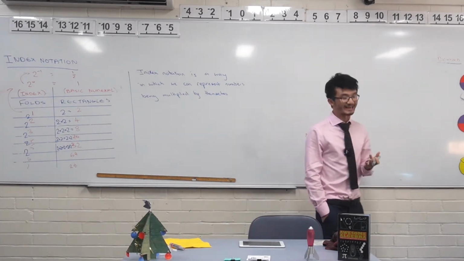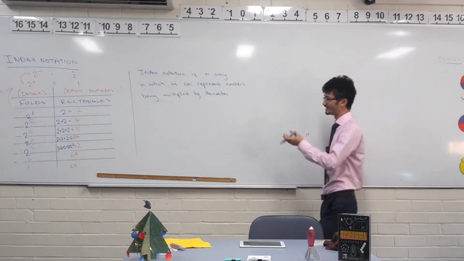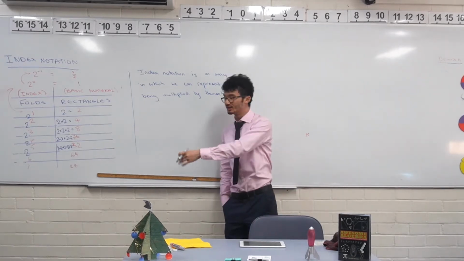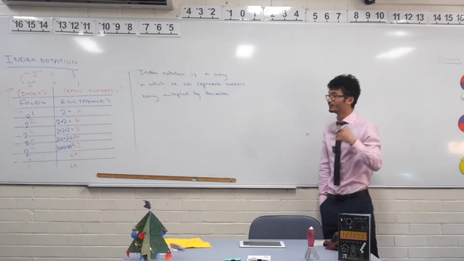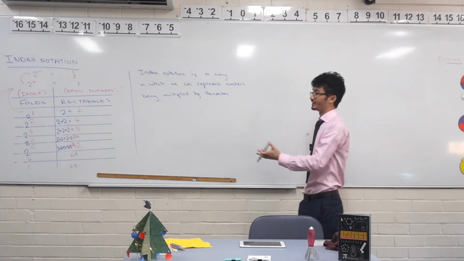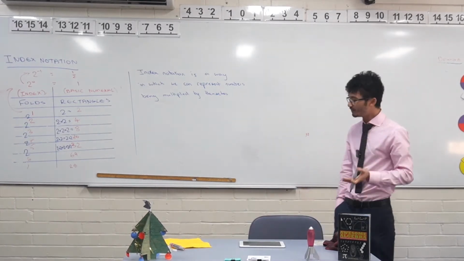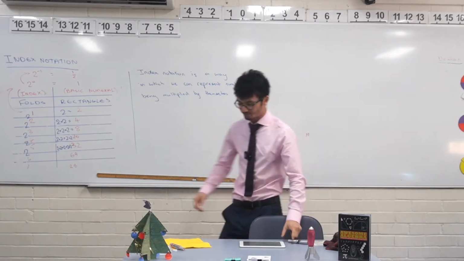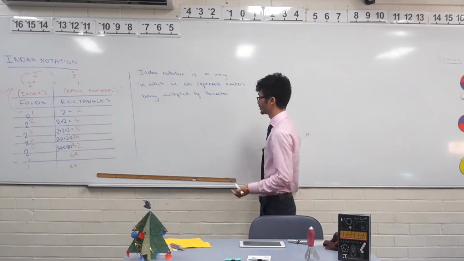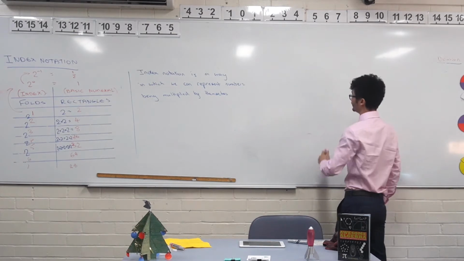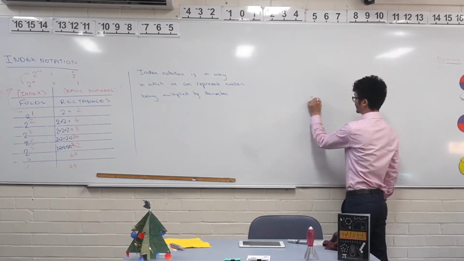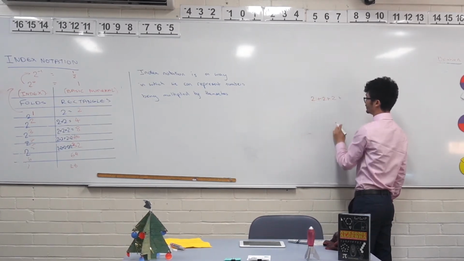So hopefully that's a bit of a taste into what index notation really looks like visually. But what's the mathematical way in which we represent these? Index notation is just a way of representing numbers, in the same way that when we first learnt about addition, we can have repeated addition. So for example, if I have 2 plus 2 plus 2 plus 2, let's go again.